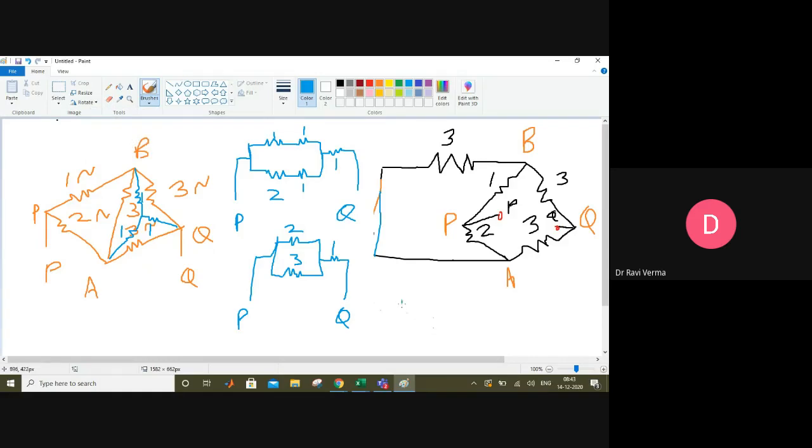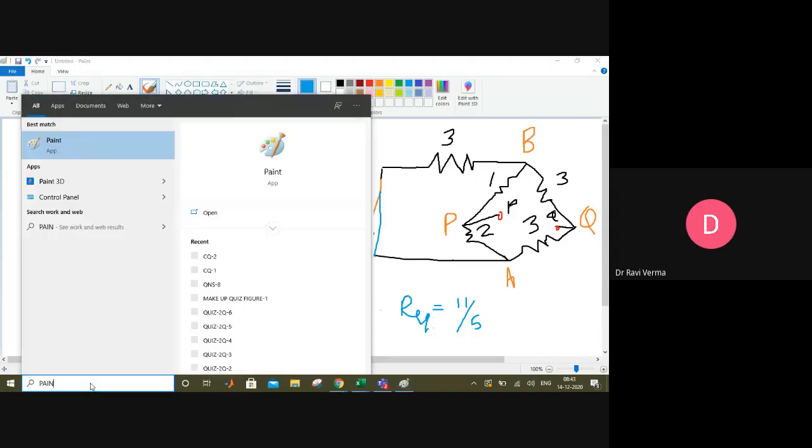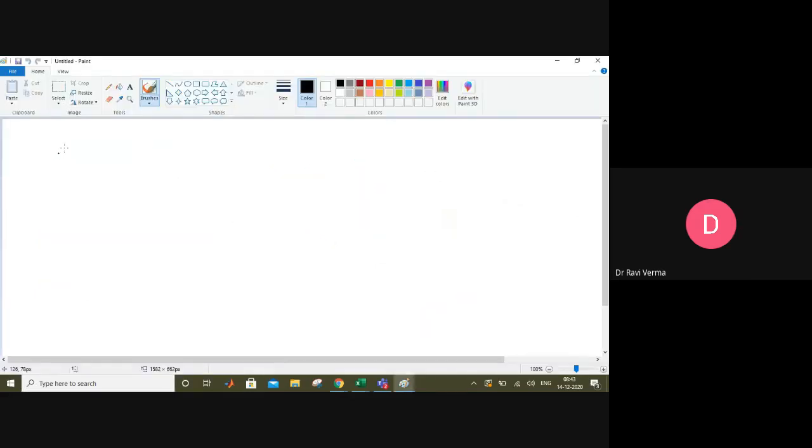Okay. One more question I would like to share with you. That day actually we solved it and we got the answer. There was some confusion in one when we were converting the star to delta. You solved that question also. So this is clear to everyone, I hope. Yes. So this is the question.